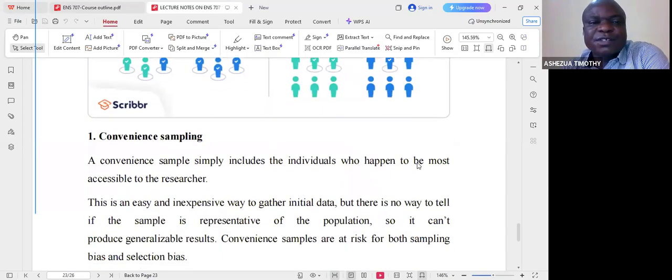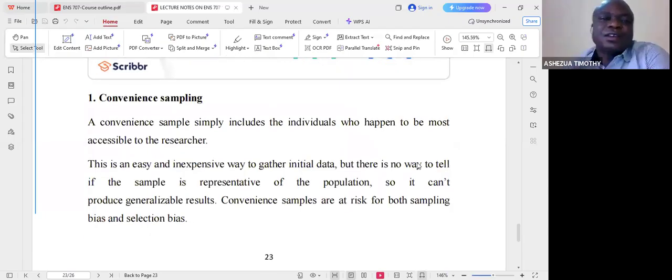Now, under convenience sampling, a convenience sample simply includes individuals who happen to be most accessible to the researcher. As the name implies, convenience sampling. If, for instance, I'm in Makurdi and I want to start research, and I'm in Joseph Sanwo Tarka University, the easiest place for me to start my sampling is either in the university there, or I will come to North Bank and do sampling. I'm taking this sampling at my convenience.